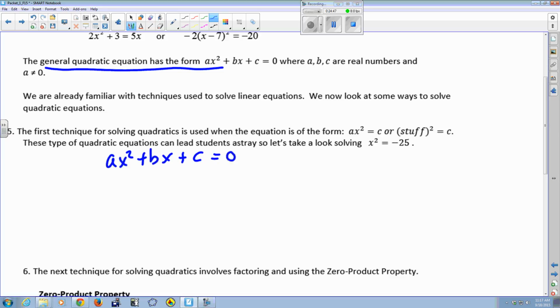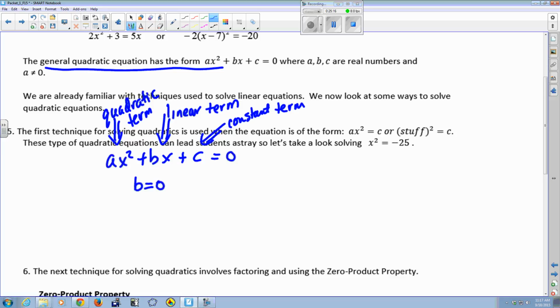Let's take a look at a situation where b is equal to 0. So that means we don't have our middle term. This middle term we call the linear term because the power on that x is 1. The ax squared term is called the quadratic term because that's the one with the power of 2. And the c term is called your constant term because it's just a constant.